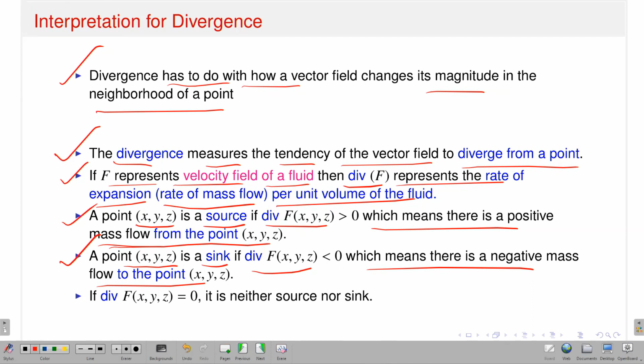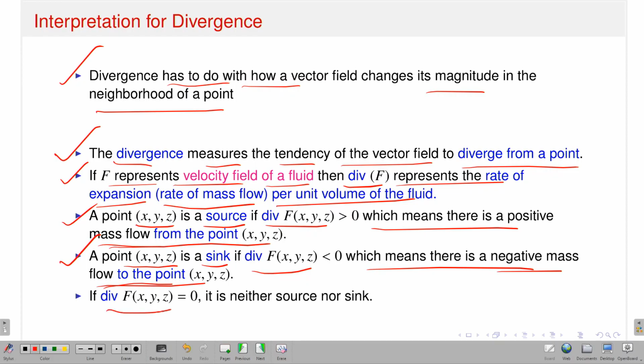Similarly, if I start with the vector field capital F, fix a point x, y, z, and calculate the divergence of capital F at the point x comma y comma z, and it turns out to be negative, then I will say that the point x, y, z is a sink. So, the first one is the source, the second one is the sink. In other words, it says that there is a negative mass flow to the point x comma y comma z.